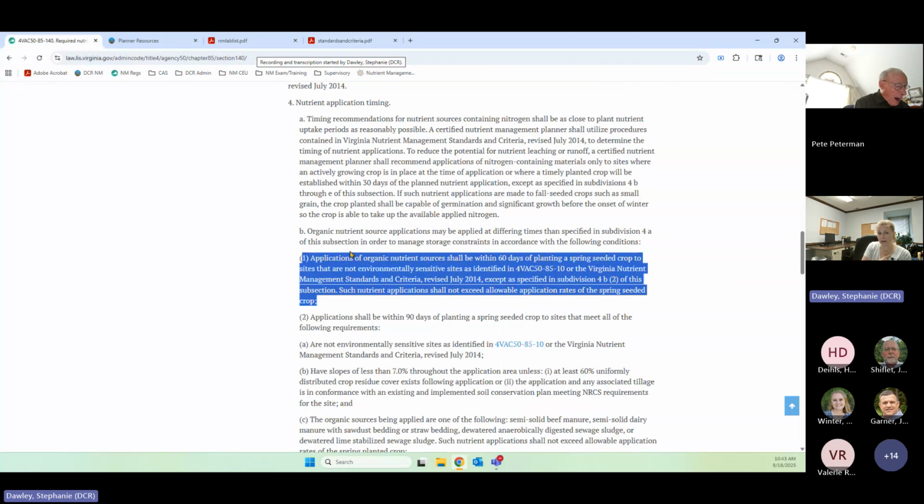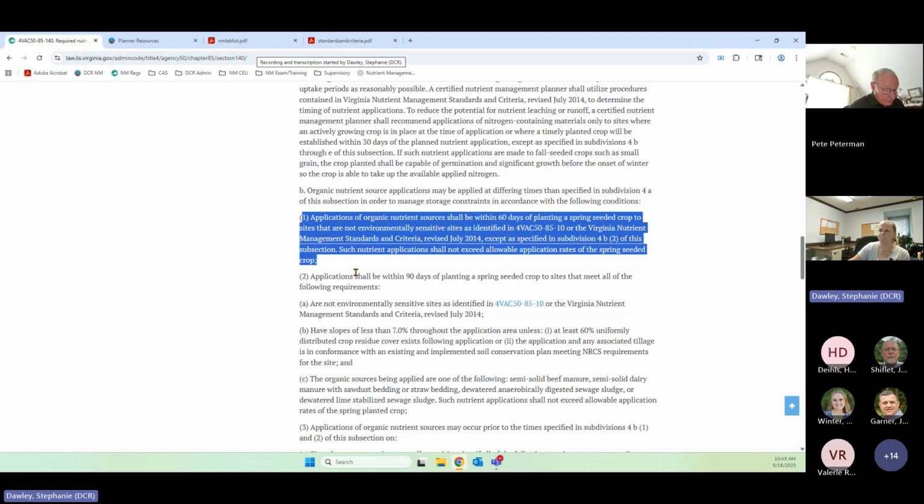So if you don't have any of those situations, then 60 days before planting, you can put your manure down if you're not in an environmentally sensitive field. And that's any manure, liquid or dry.